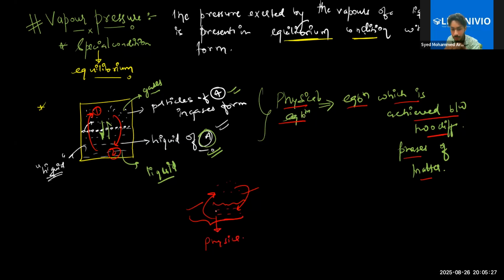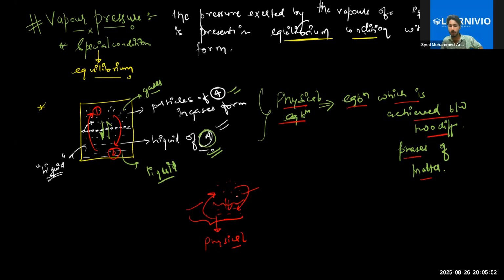Why is it physical equilibrium? Because the equilibrium is achieved between two different phases of matter. One would be the gaseous form and the other one would be the liquid form. So this is my physical equilibrium. Understood? Got it? Yes. So this is my physical equilibrium. Correct. So this is my vapor pressure.